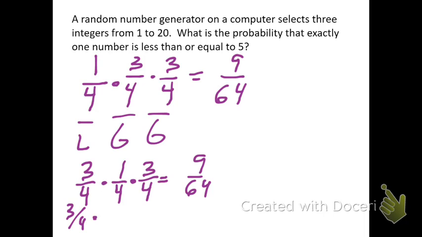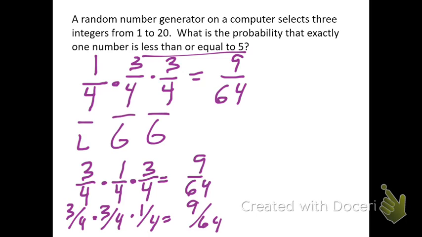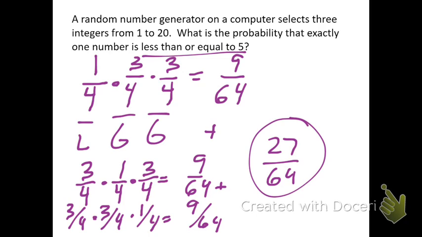Or the first 2 numbers could be greater than 5, and the last number is less than or equal to 5. So there's 3 different ways you can get one number less than or equal to 5 exactly once, so that the other 2 times are greater than 5. So you have to add all those up and get 27 out of 64. Now this has to do with another counting principle. That 3 has to do with, out of the 3 numbers, choosing one of them to be less than or equal to 5. That's where the 3 comes from.